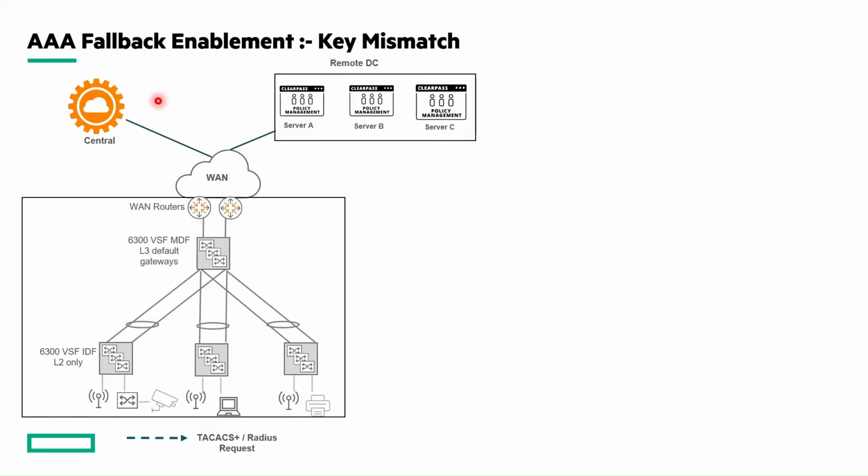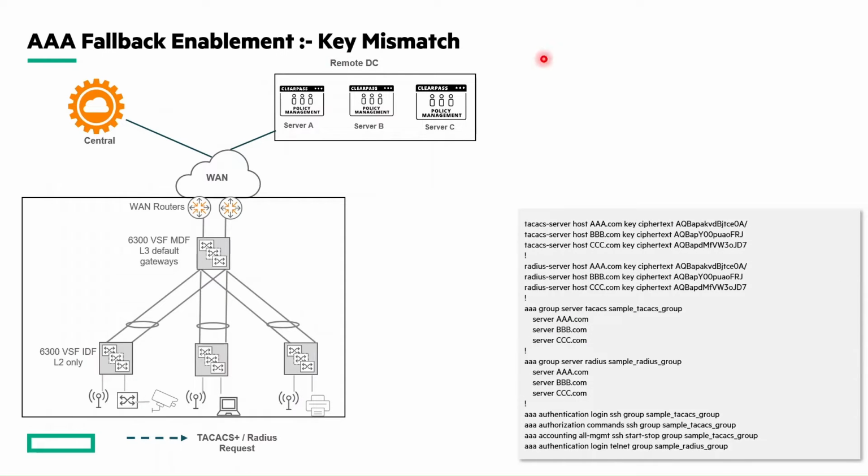So the next use case is AAA fallback enablement, that is key mismatch. Consider this configuration where we have three TACACS and Radius servers, A, B and C. They are assigned to the same TACACS and Radius server group respectively. I have enabled authentication and authorization of SSH via a TACACS group and authentication of Telnet using a Radius server group. So consider the switch is trying to access server A, and because of some configuration mismatch, the key is not the same between server A and the switch. This will result in a AAA failure.